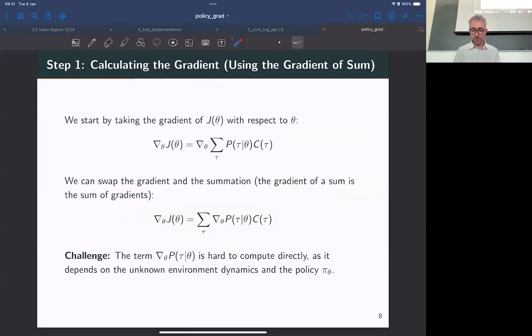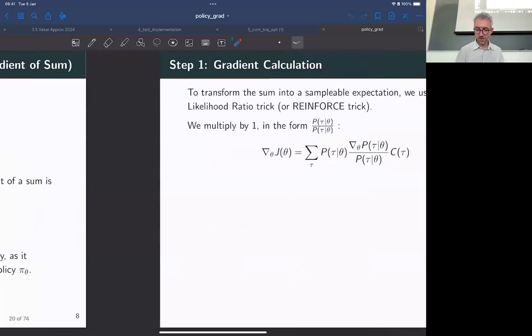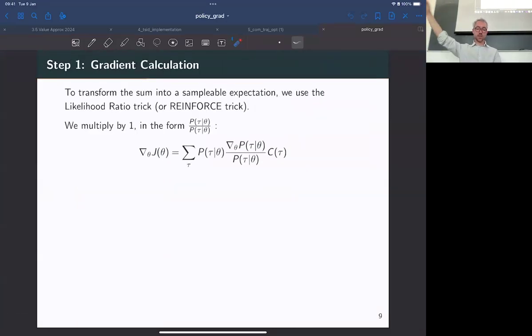And the problem, as I anticipated a moment ago, is that this probability is very hard to compute directly, as it depends on the dynamics of the environment and also on the policy, because of course the policy affects the probability of visiting one state more than another. And so it's going to be potentially very difficult to do that. So let's try to see how we can achieve this computation, even if it seems impossible at first sight.